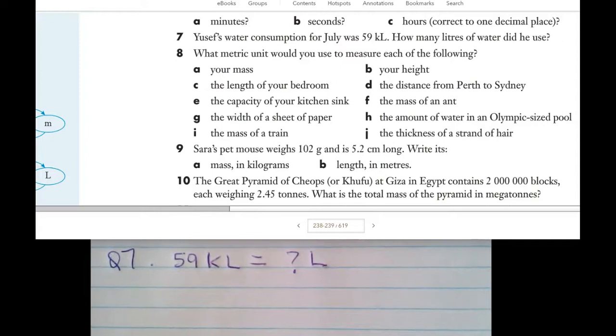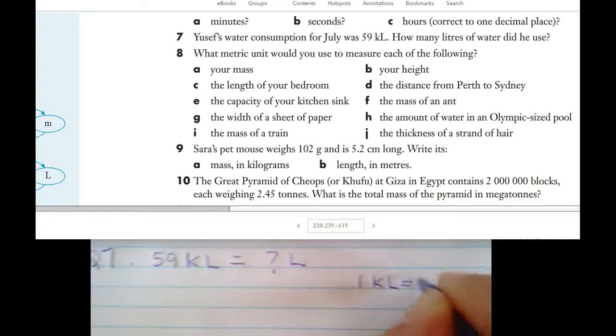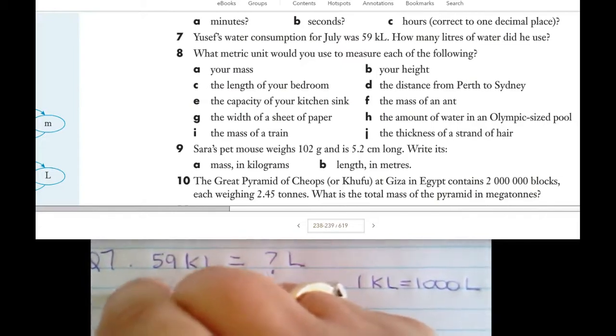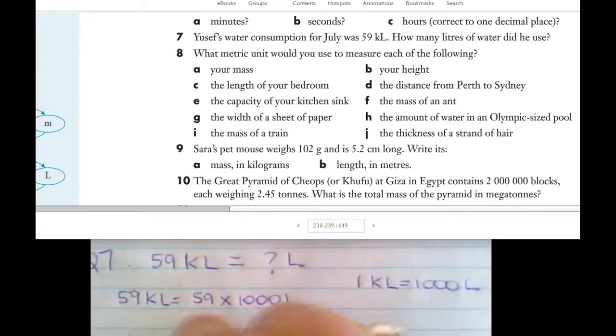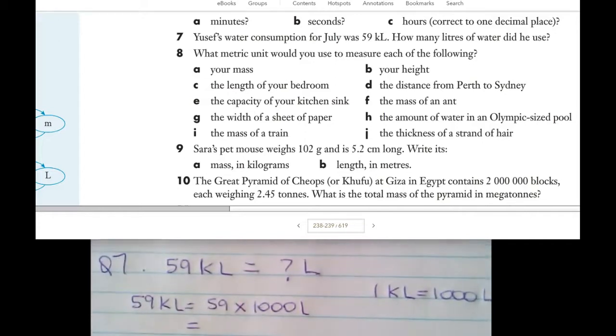The conversion is 1 kilolitre equals 1,000 litres. So when you go from kilolitres to litres, you've got more litres than kilolitres, and it's 1,000 times more. So going from KL to L, it gets bigger, so I times. So 59 kilolitres is 59 times 1,000 litres. The other way you can look at this is just replace the K with 1,000. So it's 59,000 litres.